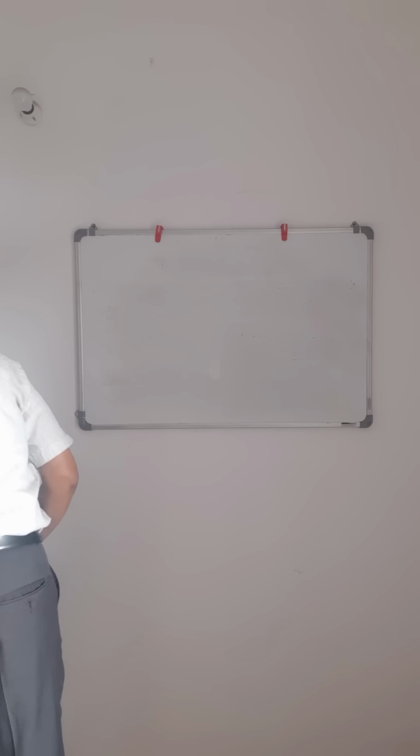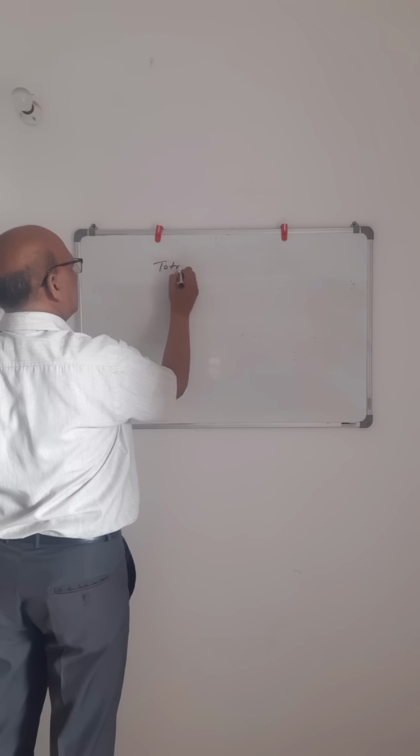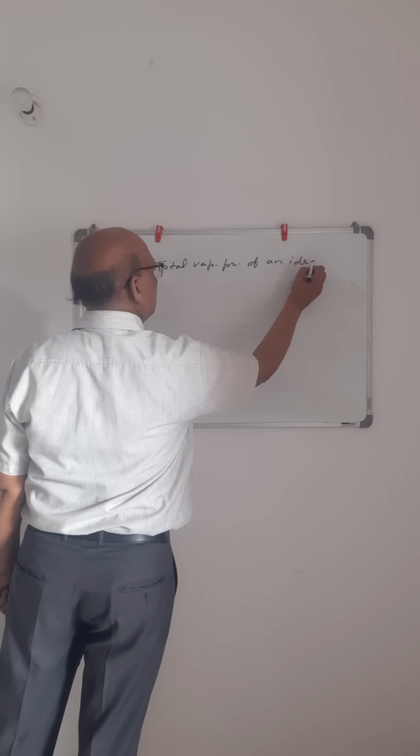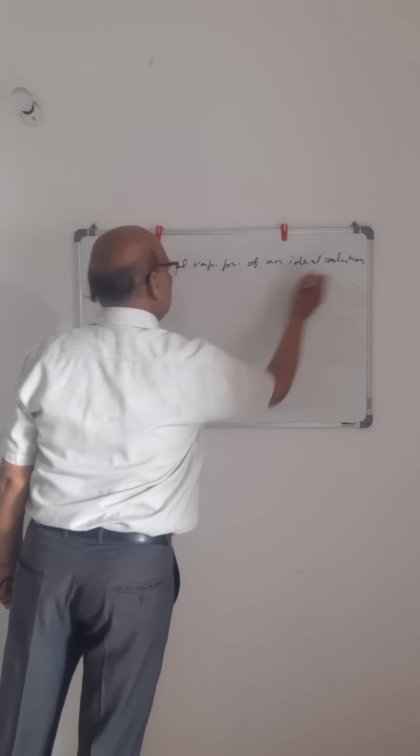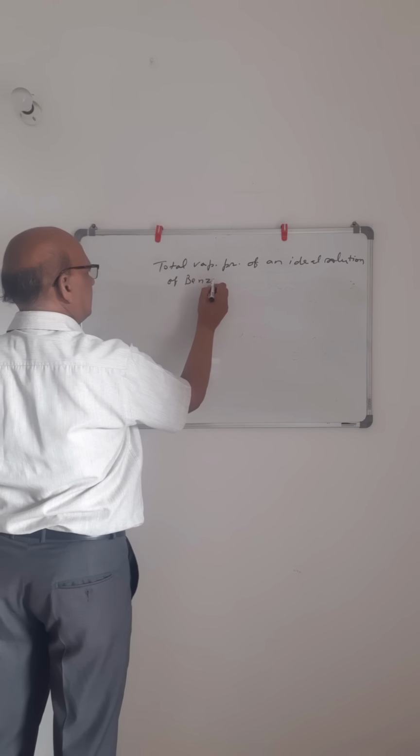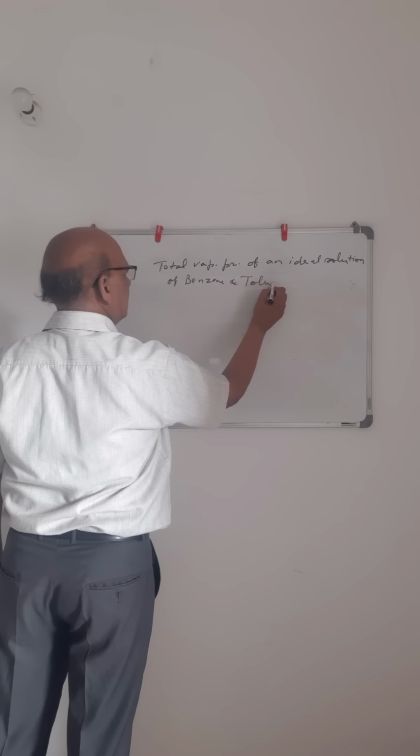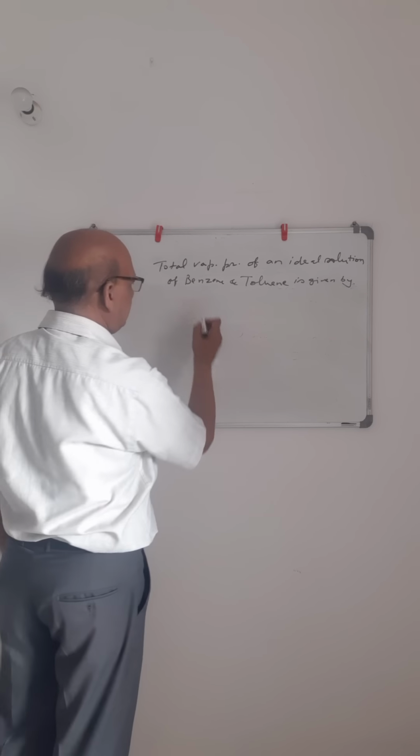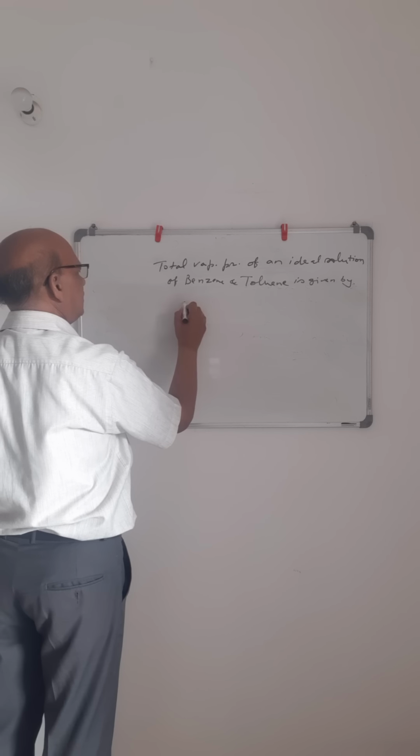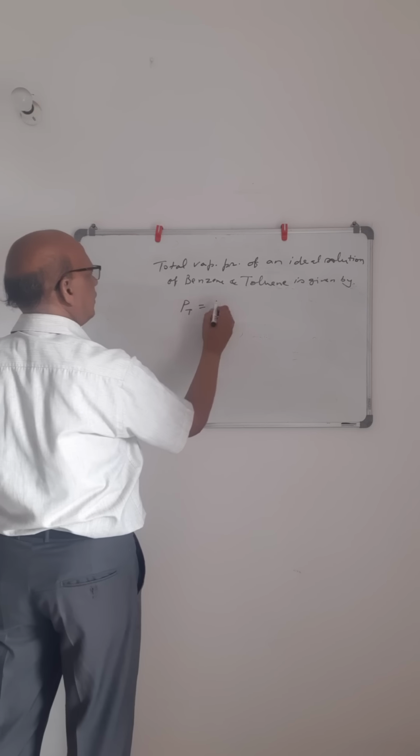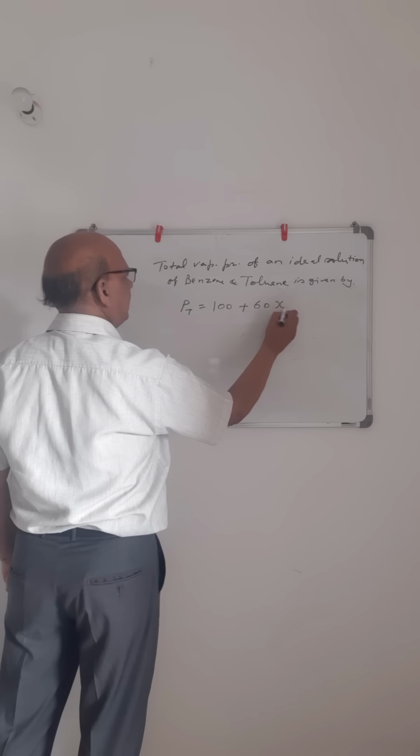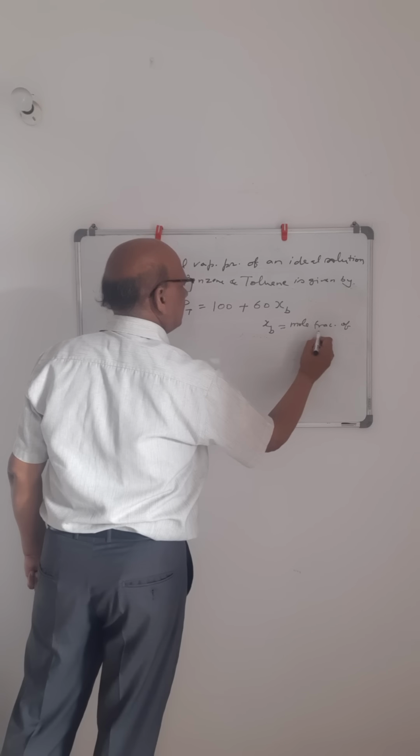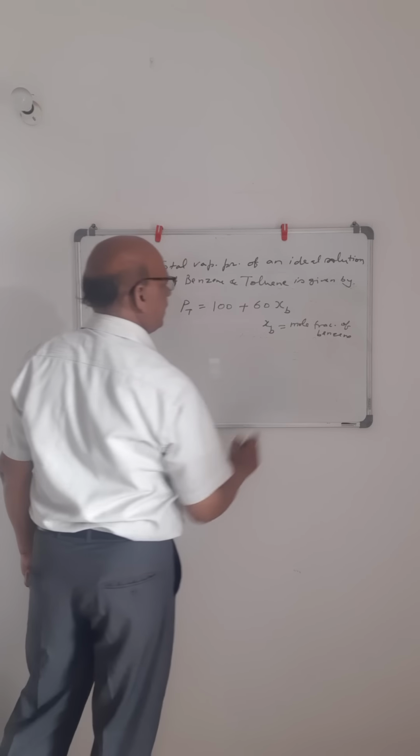The total vapor pressure of an ideal solution of benzene and toluene is given by, that is, experimentally they have determined this formula, that the total pressure of the solution is given by P total is equal to 100 plus 60 into XB, where XB is the mole fraction of benzene in the solution. And what we have to find out?